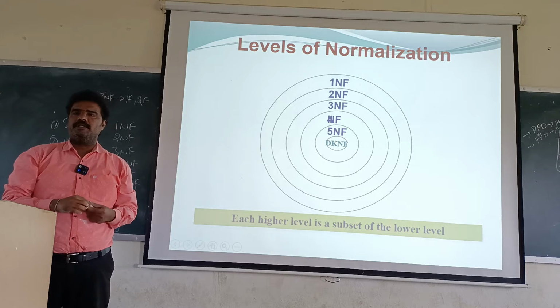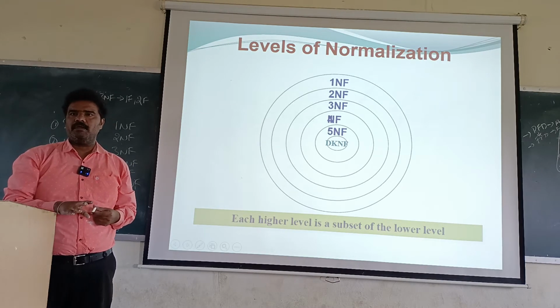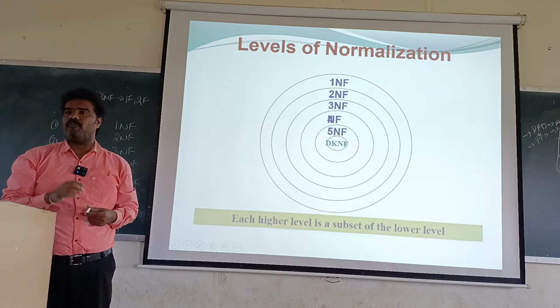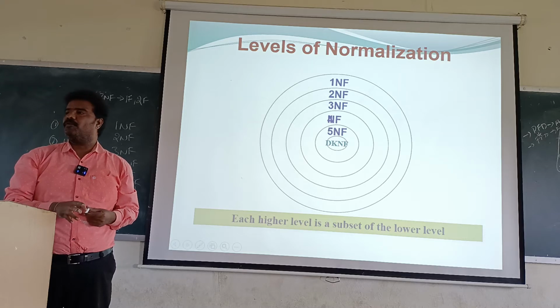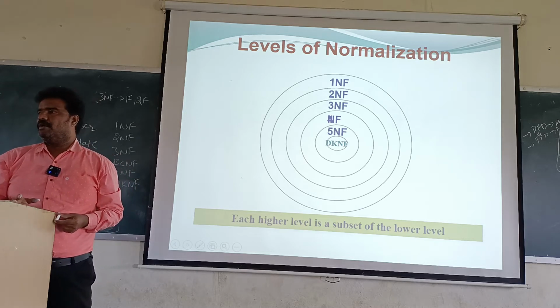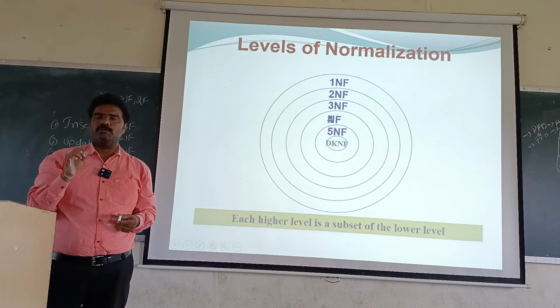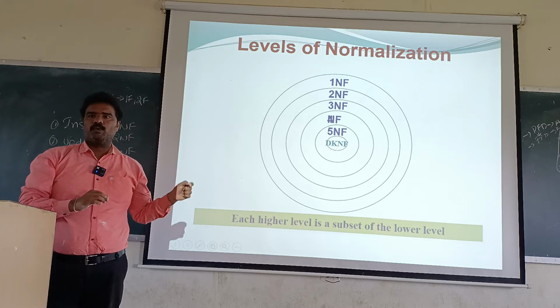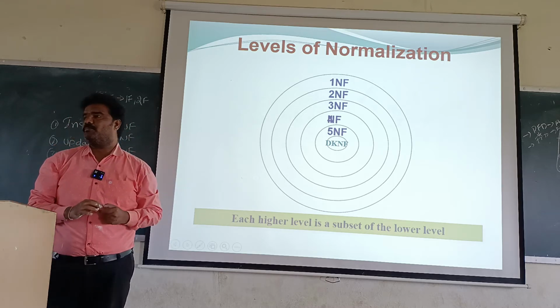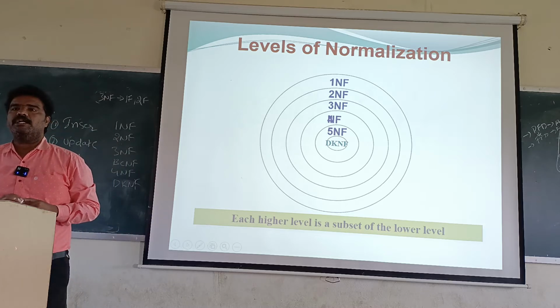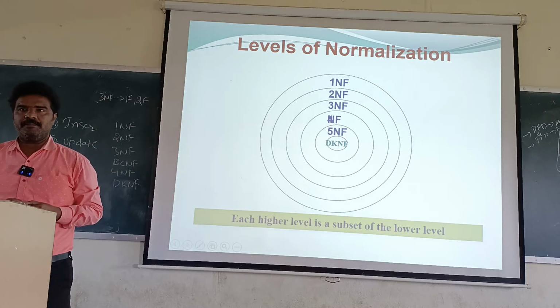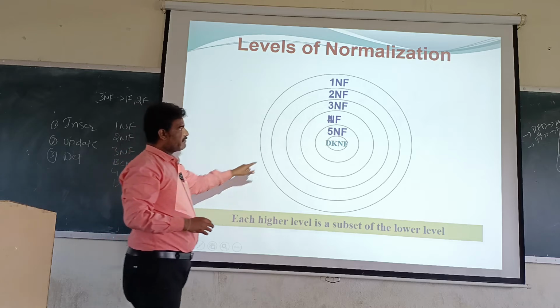Unless the database table, whatever it may be, satisfies 1.5, it will not be considered for 3.5. It must satisfy 1.5 and 2.5, then we are going to consider what properties we need to satisfy 3.5. Am I clear? That's the reason we have a diagram here.